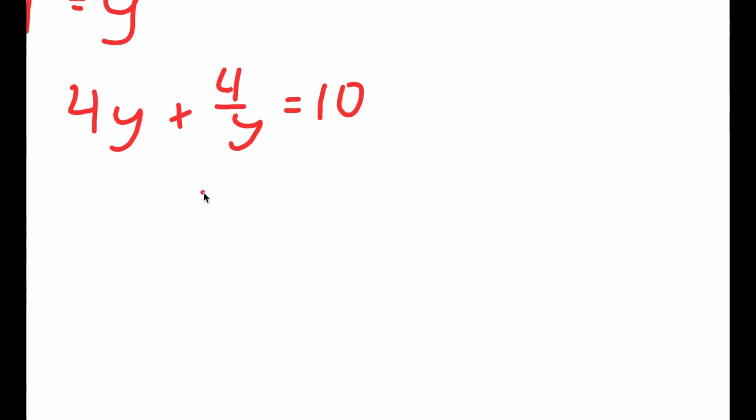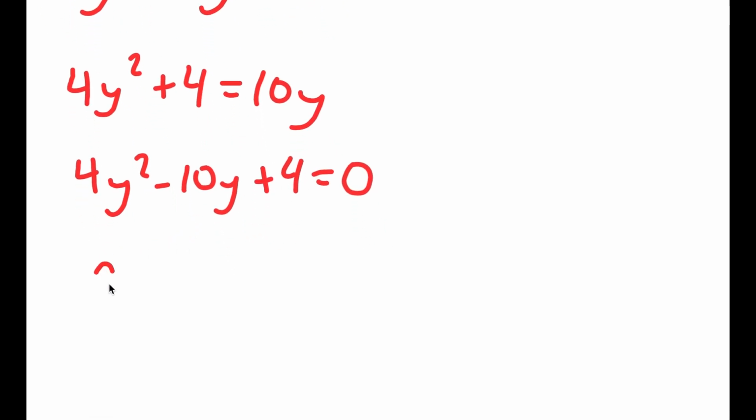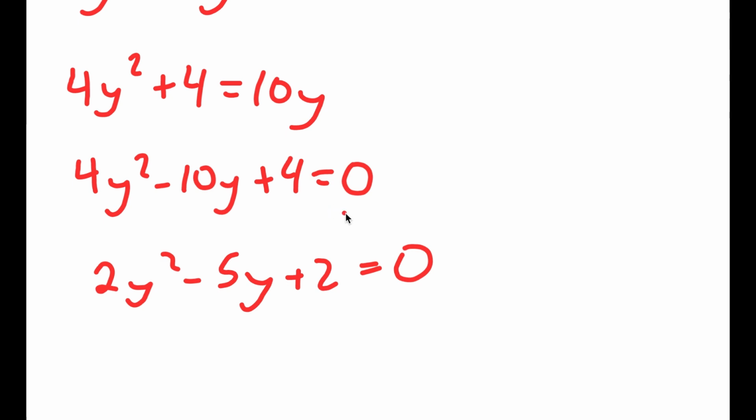And now, to solve this, I'm going to multiply both sides by y, so I get 4y squared plus 4 is equal to 10y, meaning 4y squared minus 10y plus 4 is equal to 0. And this means that 2y squared minus 5y plus 2 is equal to 0. And you have to use the quadratic formula to solve this.